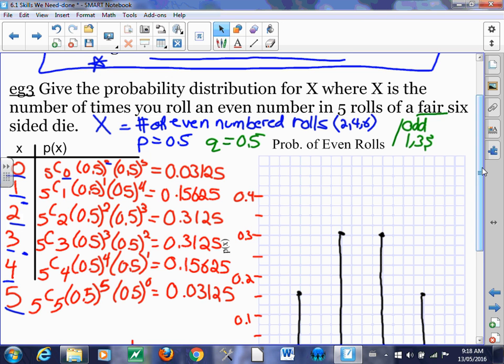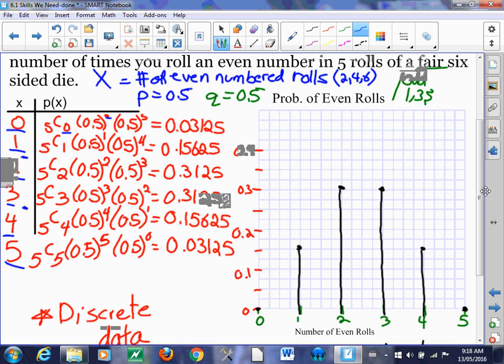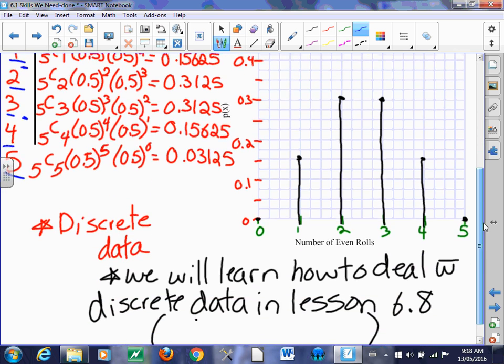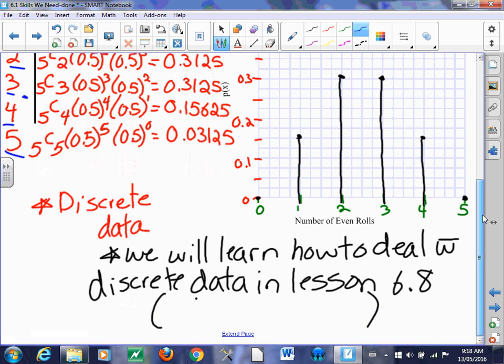Okay, so when we go to graph this, we have our probability of even rolls. That's our title there, if you're wondering where it is. Okay, we set it up, and again, because it's discrete data, we can't calculate the area. But don't worry, folks. I'm just giving you a little bit of a cliffhanger here. We will learn how to deal with discrete data in lesson 6.8, and it's called the continuity correction. So we can get approximate values, but we can't get completely accurate.